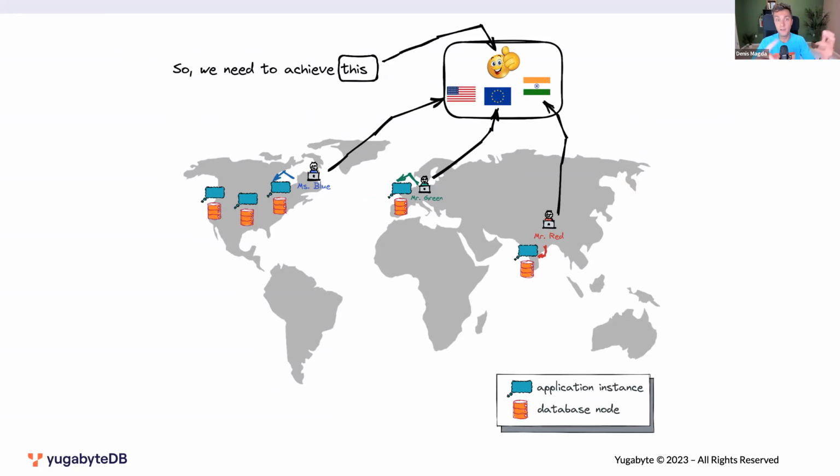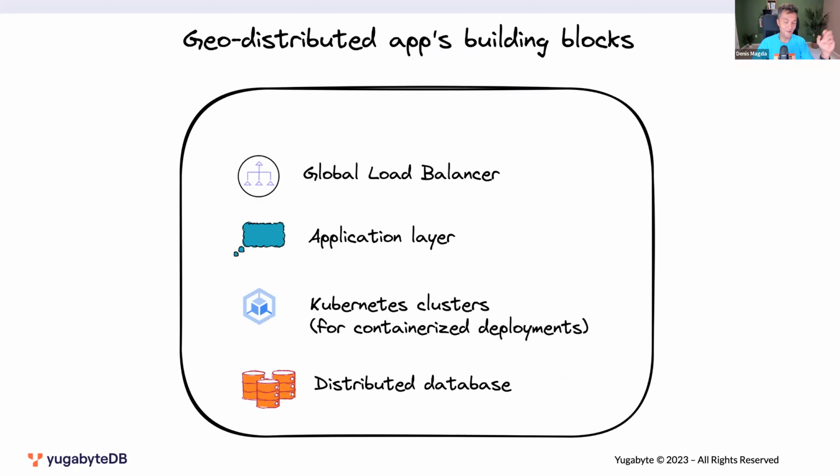First, high availability, when you want to tolerate various outages. Second, low latency, regardless of the user location. And third, you want to be compliant with regulatory requirements. Okay, so those are the whys. And now let's get to the main building blocks, the main architecture.